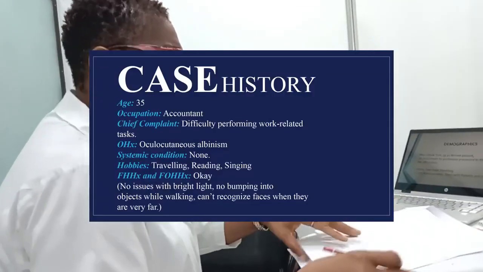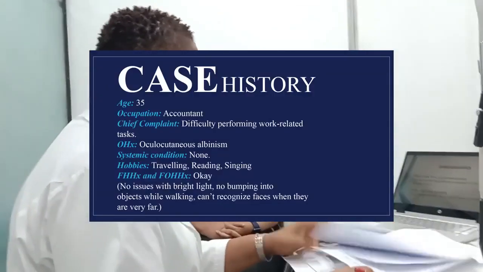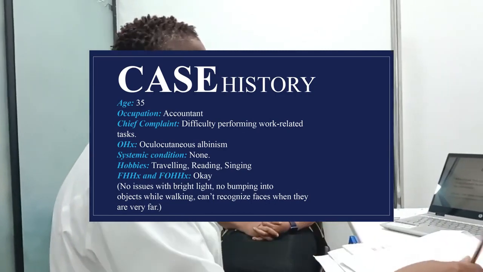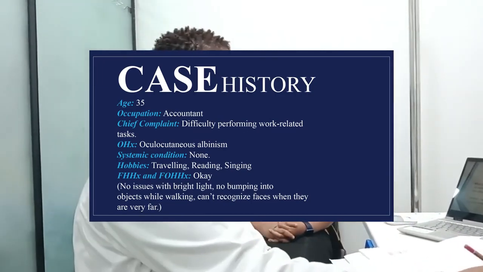Okay, so we've been able to take her history, and then her family history, health history, medical history, and all that. So we're going to take her visual acuity at far using our Snellen charts, after which we'll also take her visual acuity with the ETDRS charts. So we're going to start with her visual acuity.